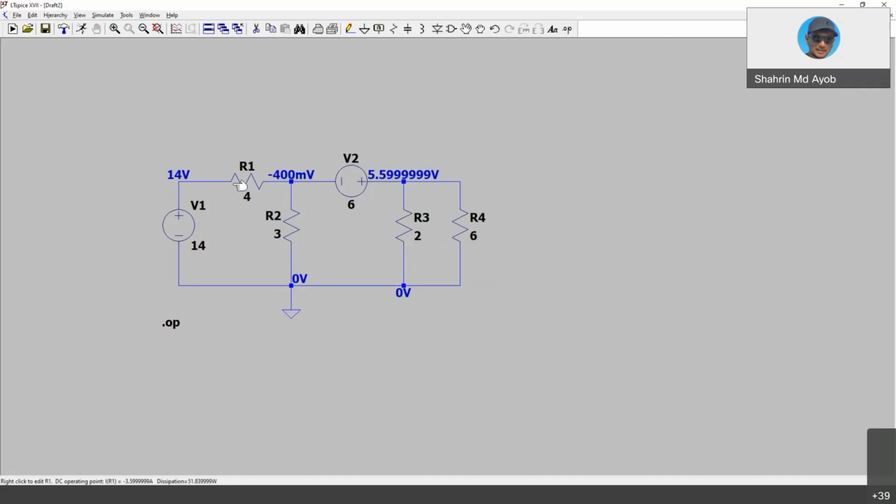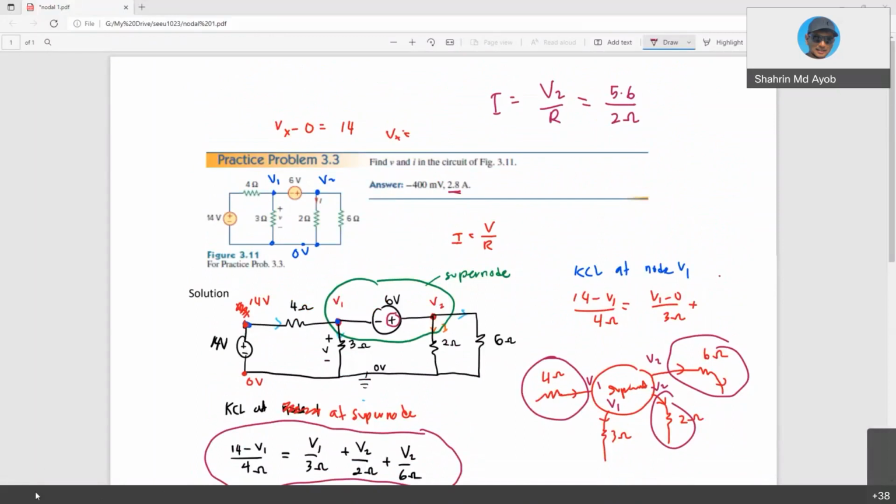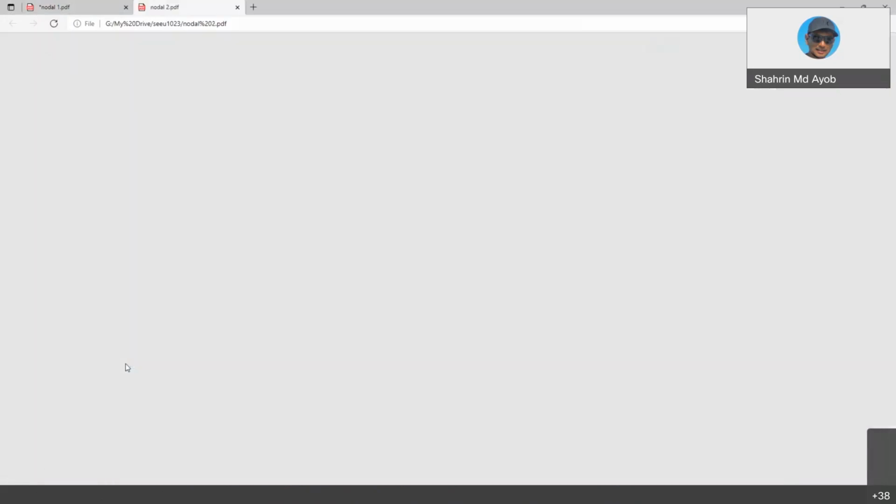So the assignment that I will give you later this week is an individual assignment. Okay, individual assignment. So I think that's all for the LTSpice. It's very easy. So we go back to the discussion on the nodal.